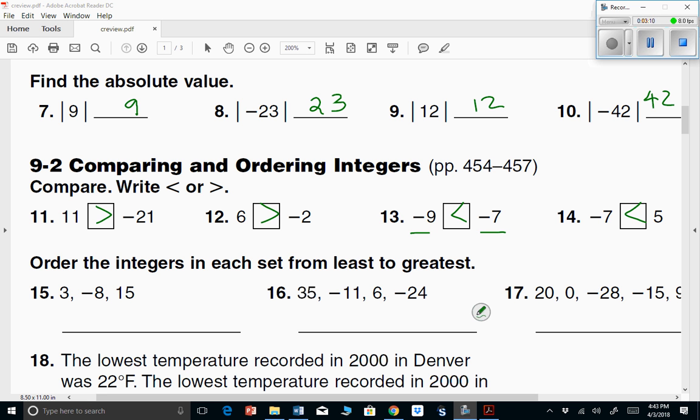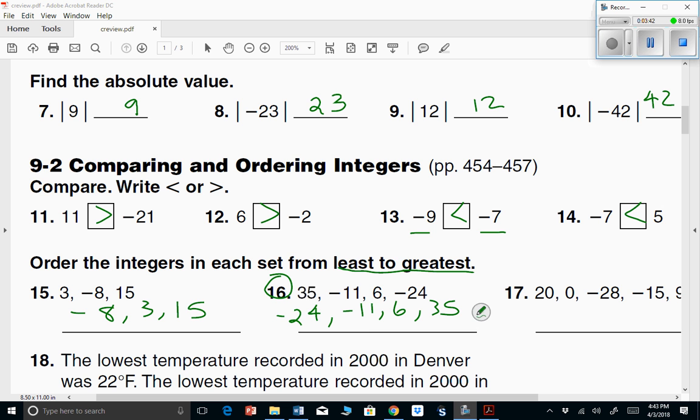The next section asks us to put the integers in order from least to greatest. Obviously, all the negatives will be before all of the positives. You can use a number line to help you if you get stuck on this. So we have negative 8, 3, 15. This one has a couple of negatives. That's the trickiest part. It goes negative 24, negative 11, 6, 35.